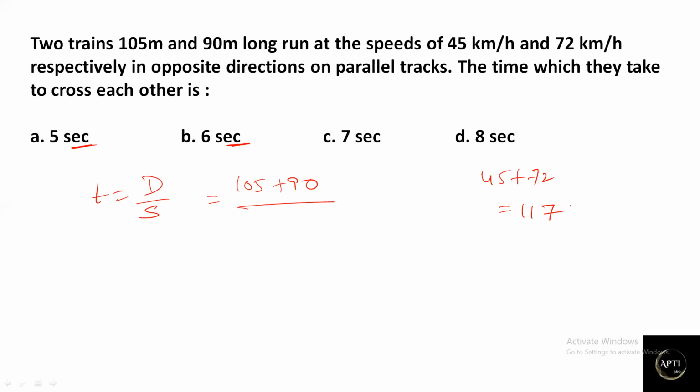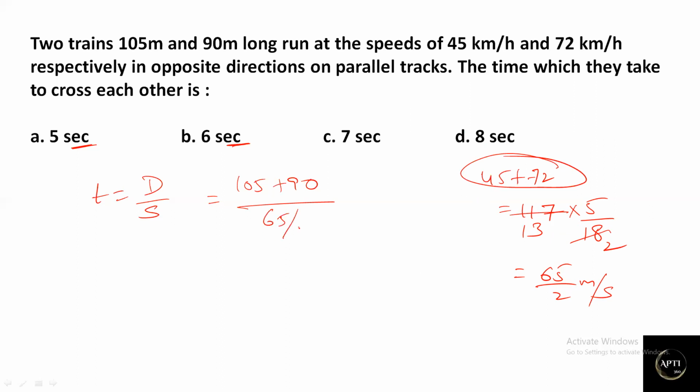117 kilometer per hour into meters per second, just multiply with 5 by 18. 9 twos are 18, 9 ones are 9, 9 threes are 27. So 13 times 5 is 65, that is 65 by 2 meters per second. So I converted this 45 plus 72 combined, which gives me 65 by 2 meters per second. So I'm just substituting 65 by 2 meters per second.